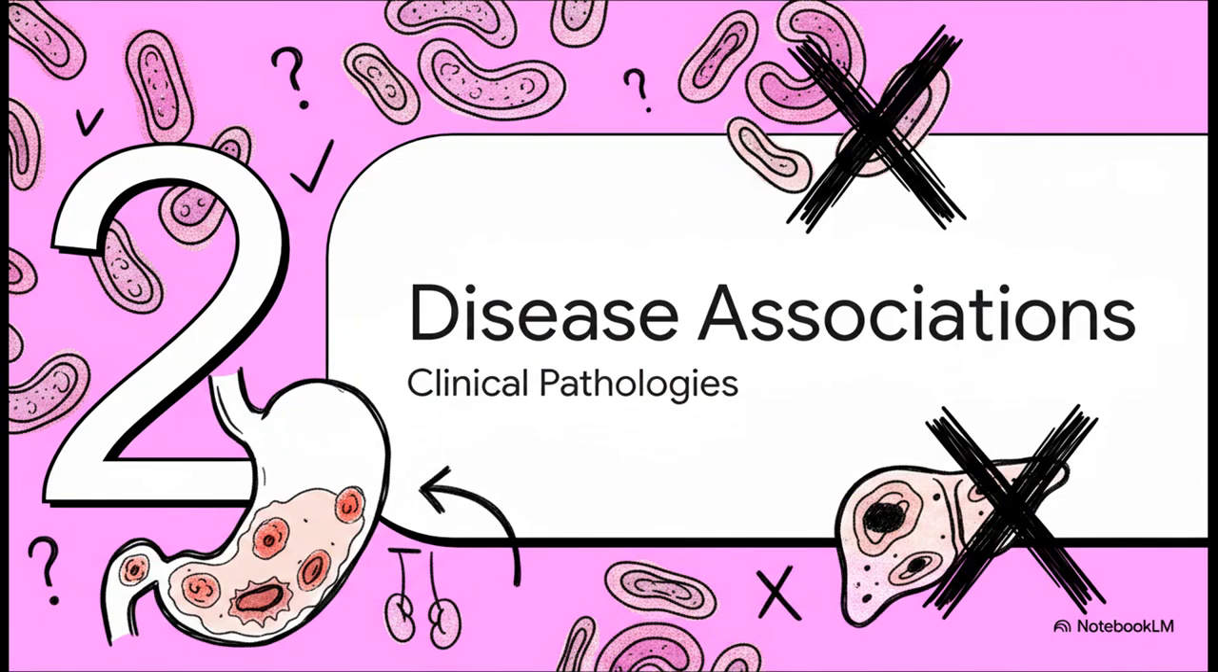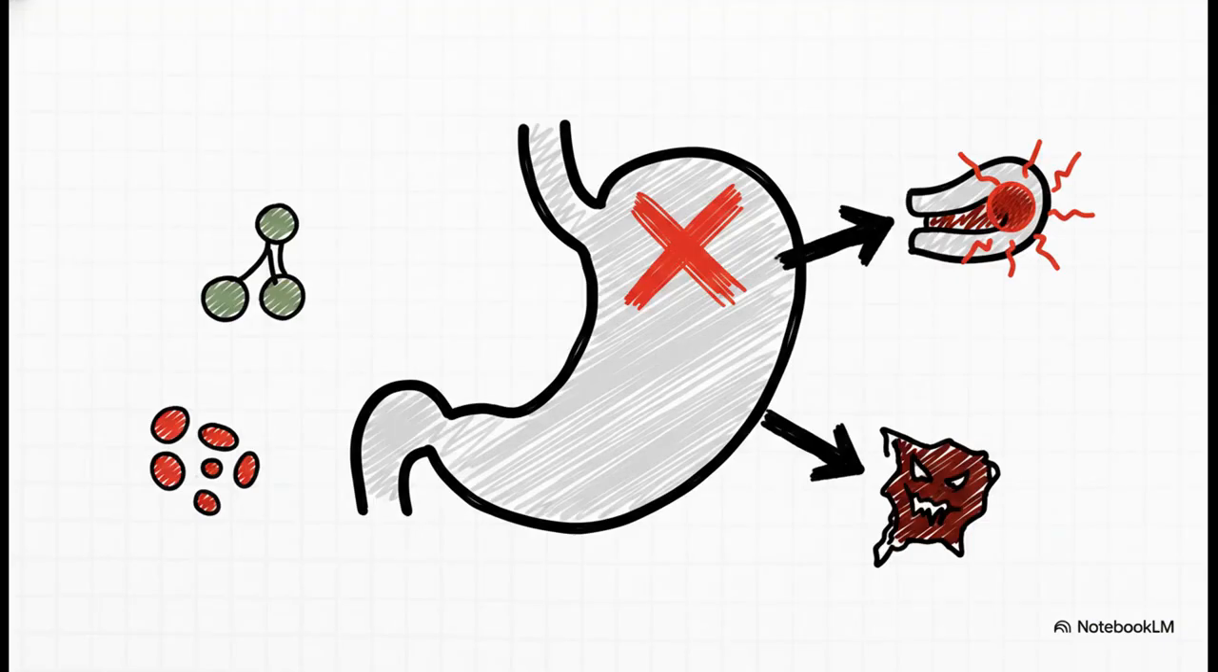Moving right along to Section 2, Key Disease Associations. Exam writers love testing our ability to connect the bug to the disease, but they also love testing what it does not cause. It is vital to know exactly what H. pylori triggers. First up, peptic ulcer disease. It's responsible for about 70% of duodenal ulcers and 50% of gastric ulcers, and eradicating it virtually wipes out the chance of long-term relapse. Second, it drives distal, non-cardia gastric adenocarcinoma.